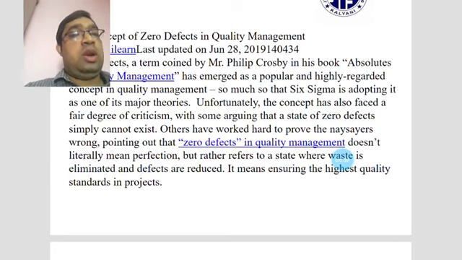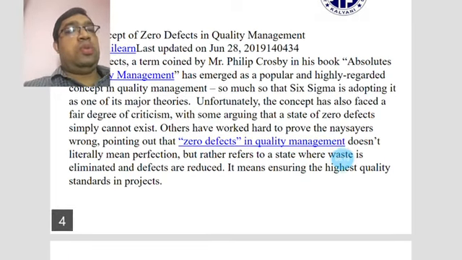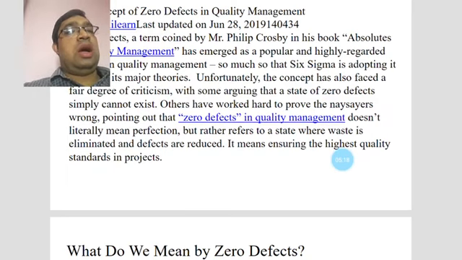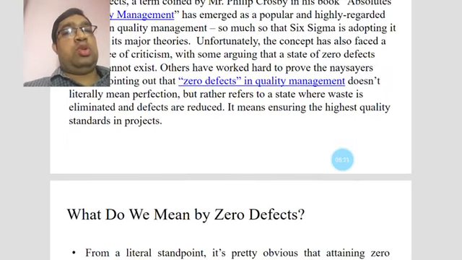Perfection does not literally mean perfection, but rather refers to a state where waste is eliminated and defects are reduced. It means ensuring the highest quality standards in projects.